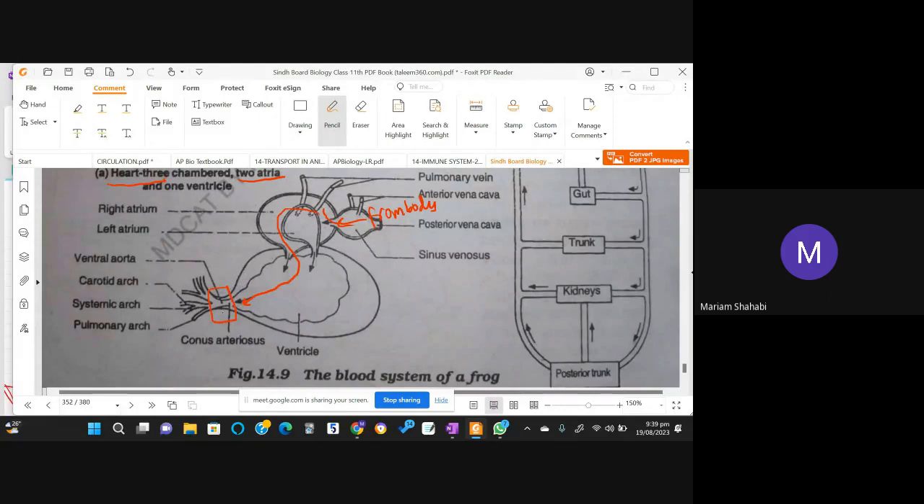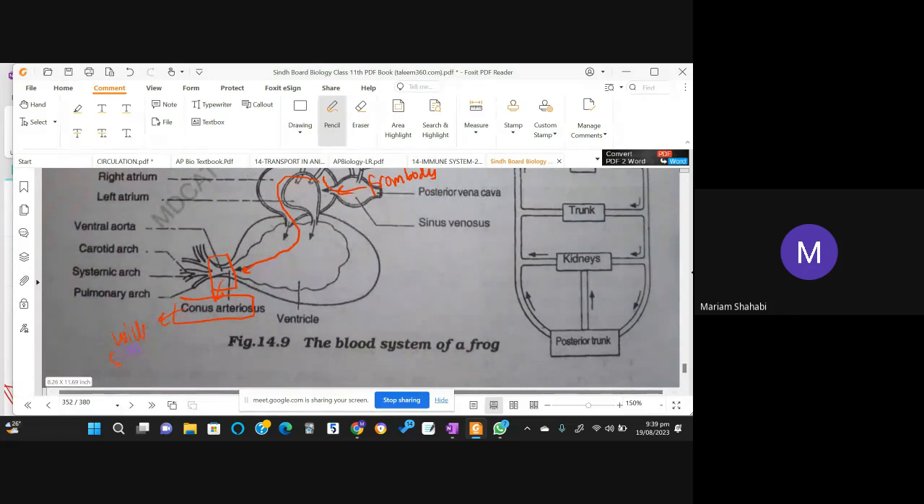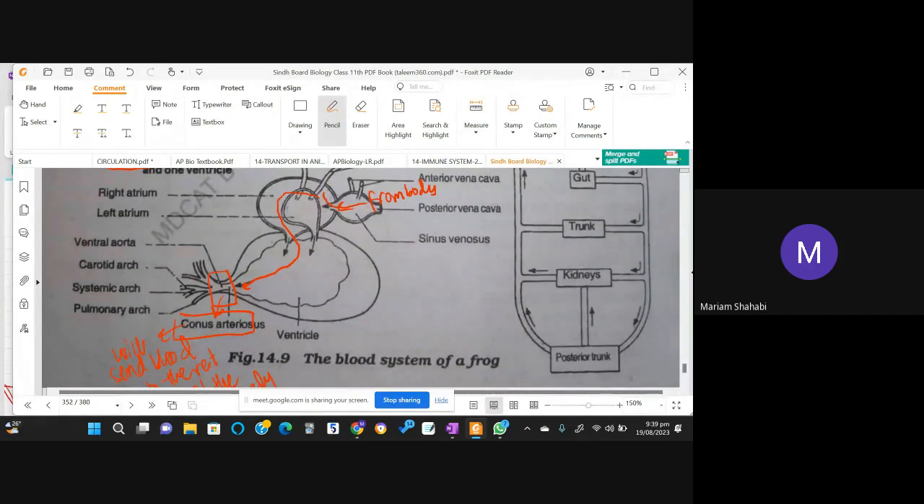This part is the conus arteriosus. ठीक है, अब ये याद रख लो, conus arteriosus will send blood to the rest of the body of the frog. See, you can trace the blood flow. Vena cava से जो भी आएगा blood, that is obviously coming from the tissues. Tissue से deoxygenated blood आता है. ये आया, ये रहा ventricle. Ventricle बड़ा सा है, atria छोटे हैं.